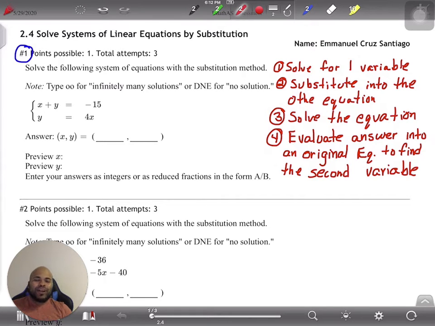And today we're going to talk about solving systems of linear equations by substitution. So here we go. These are 4 steps that you could always use and they will always work to solve any problem by substitution. The first step is to solve for one variable. The second step is to substitute into the other equation, and I will explain to you what that means with example 1 in a second so it makes more sense. Step 3 is solve the equation, and finally step 4 is to evaluate the answer we get into an original equation to find the second variable.